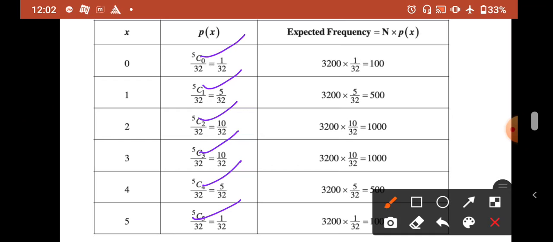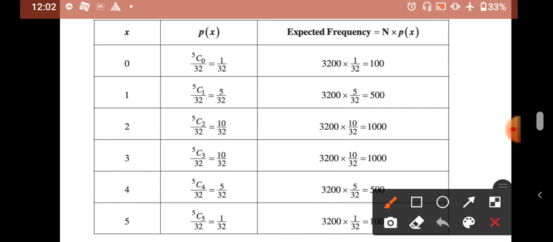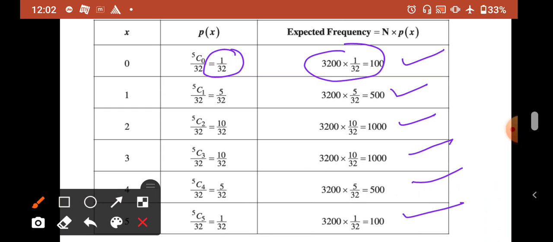Now in the sum they have mentioned that the same experiment is repeated 3200 times, so we need to multiply it with 3200. So 1 by 32 into 3200, the answer is 100. Then the answers are 500, 1000, 1000, 500 and 100.